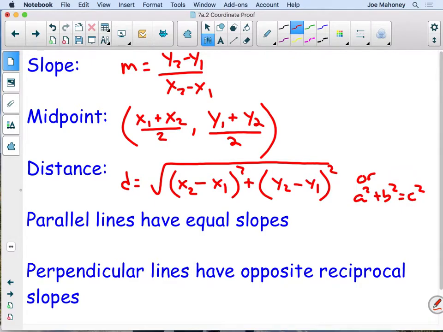And we'll do one later on where I do both a distance formula and a Pythagorean theorem. And two big things to remember is that parallel lines have equal slopes. So if we were trying to prove that two sides are parallel, we would do their slopes and show that they're the same. Or if we wanted to prove lines are perpendicular, we would do their slopes and show that the slopes are opposite reciprocals. That's our idea.